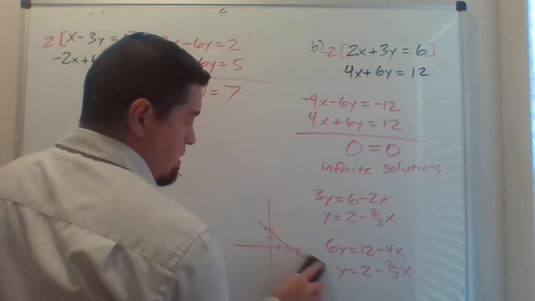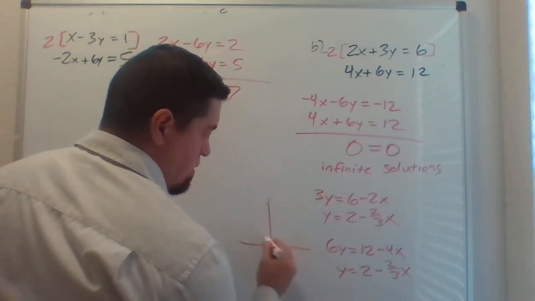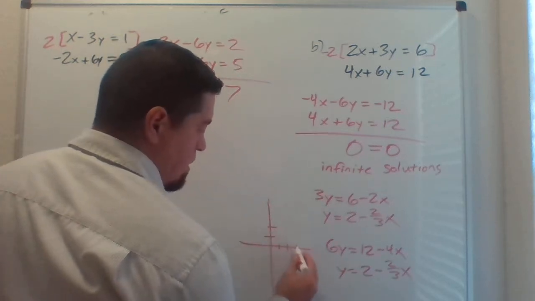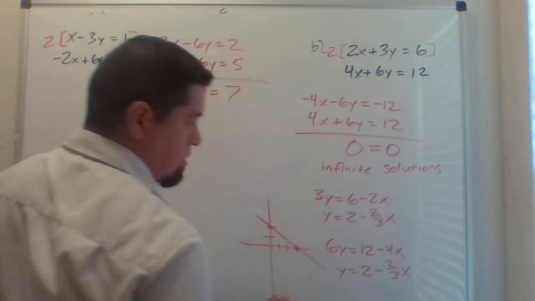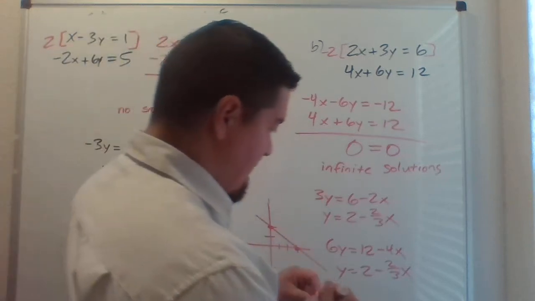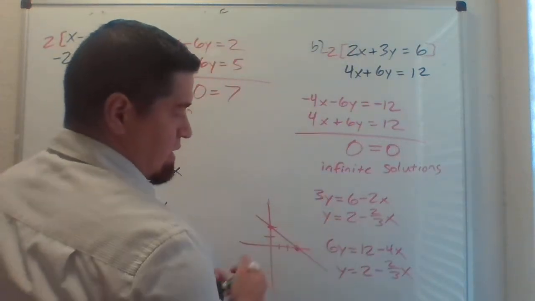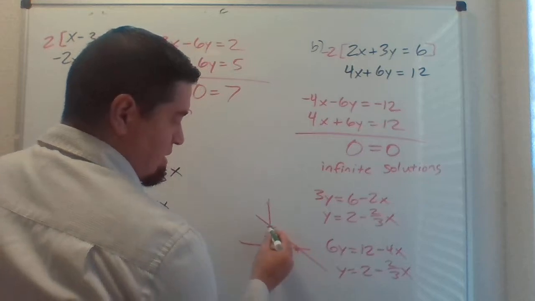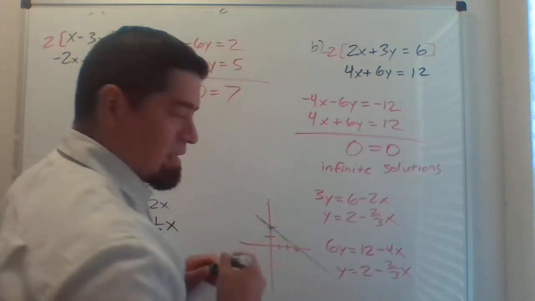there's the equation I'm going to set up. Starts at 2, go down 2 over 3. Okay, and there's your equation. And then you have this other line, right? So that's this line, and then you have this other line that also does the same exact thing. So then they're basically the same line.